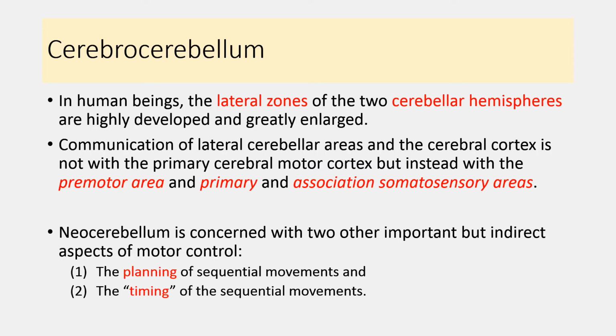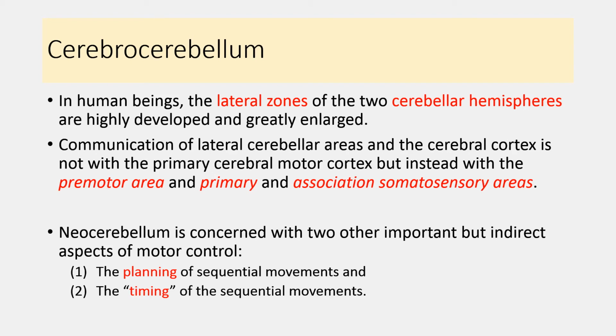Cerebrocerebellum includes the lateral zone of the cerebellar hemisphere. From the cortex, primary, premotor area and the somatosensory area, it sends information via the cortico-ponto-cerebellar pathway to the lateral zone of the cerebellar hemisphere, to the cerebrocerebellum and to the dentate nuclei. From the dentate nuclei, efferents arise, which send information to the red nuclei, to the thalamus, to the basal ganglia and to the cortex, which includes premotor area, primary motor area and the somatosensory association areas. In this manner, cerebrocerebellum communicates with the premotor area and the primary motor area.